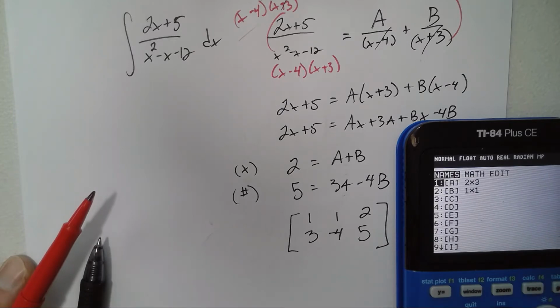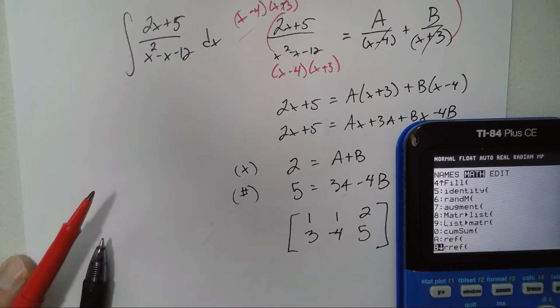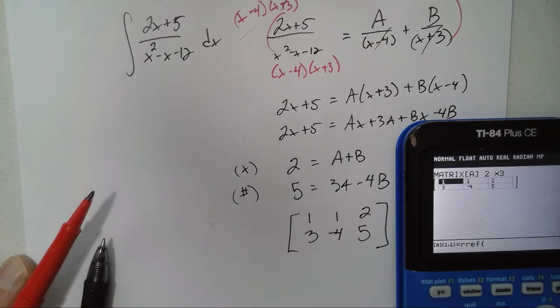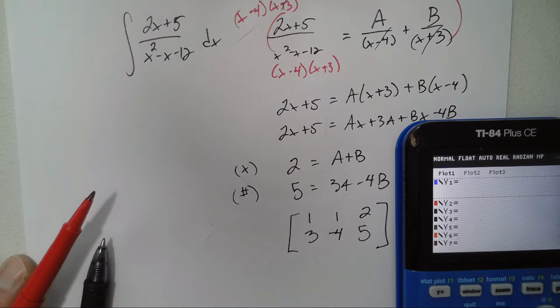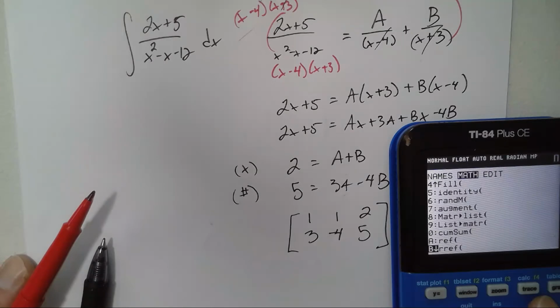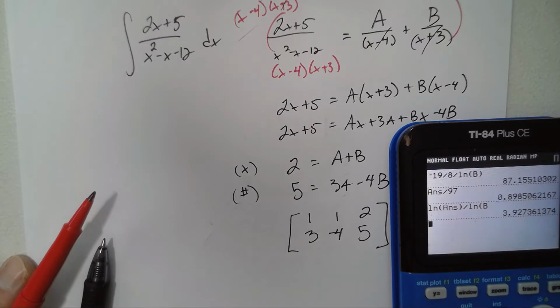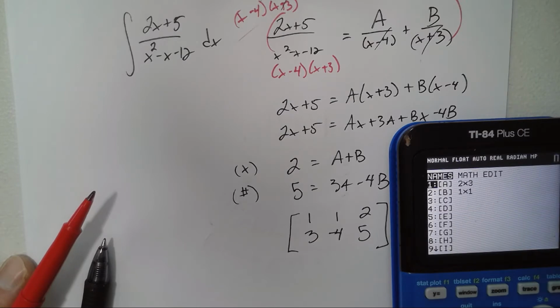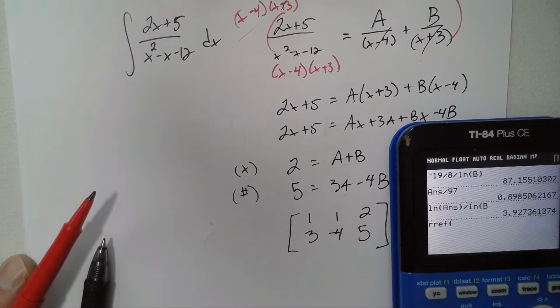Math, reduced row echelon form. I didn't clear out of there. So matrix, really, matrix, math, reduced row echelon form. I'm having a hard time. I think you could conclude that it would have been a lot easier to use substitution or elimination at this point.